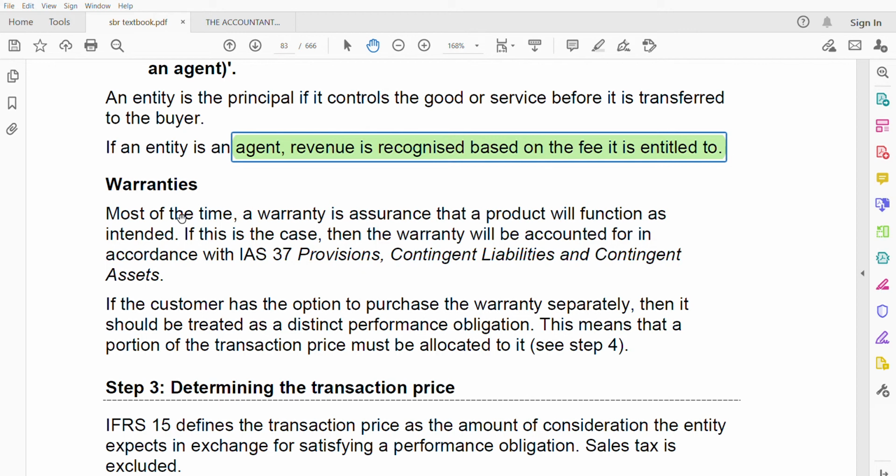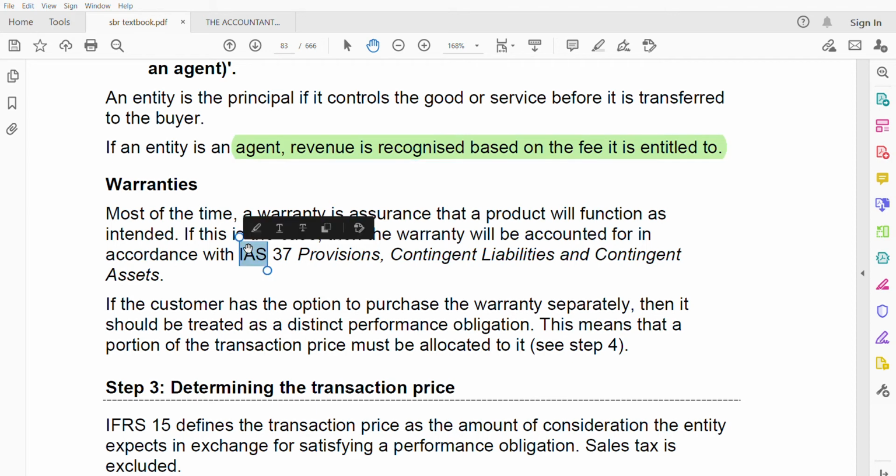Most of the time, a warranty is an assurance that the product will function as intended. If this is the case, then the warranty will be accounted for in accordance with IAS 37. But you see, such a warranty is not accounted for under IFRS 15. It is accounted for under IAS 37. Why is it so?